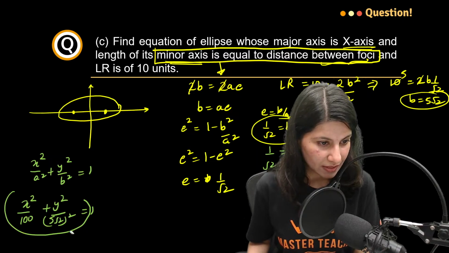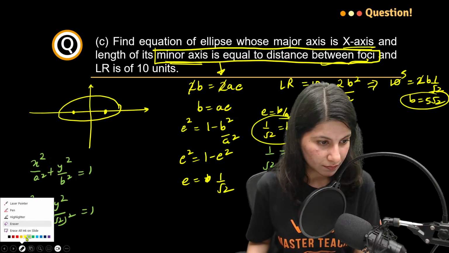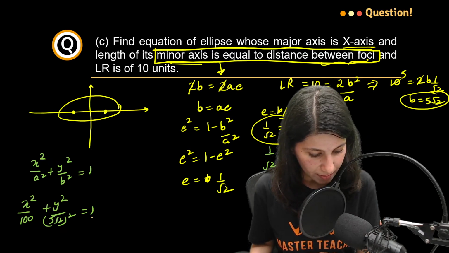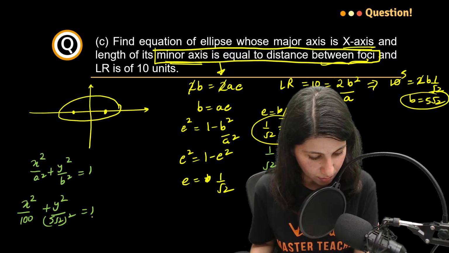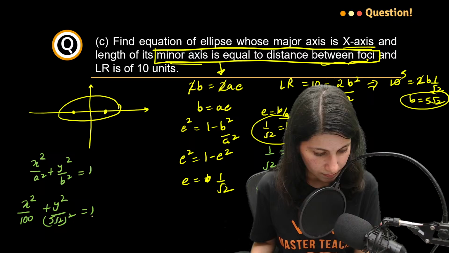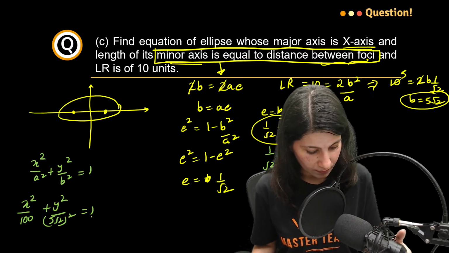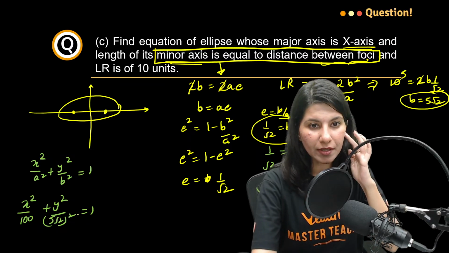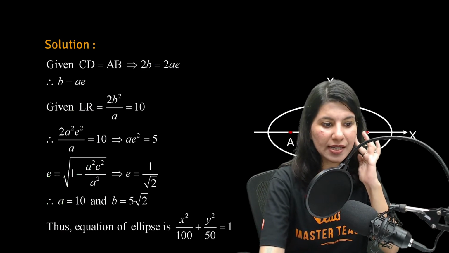Voice is not coming, kya? Kishore, voice is not coming? No, voice is coming. Horizontal ellipse, right? This is a horizontal ellipse. Okay, I guess let me just keep the mic closer. Alright. So this is how it is.